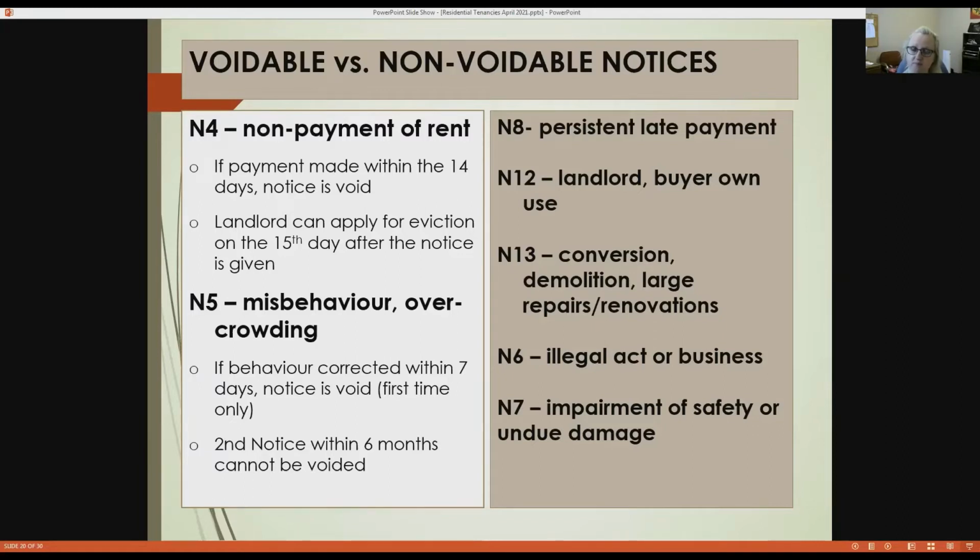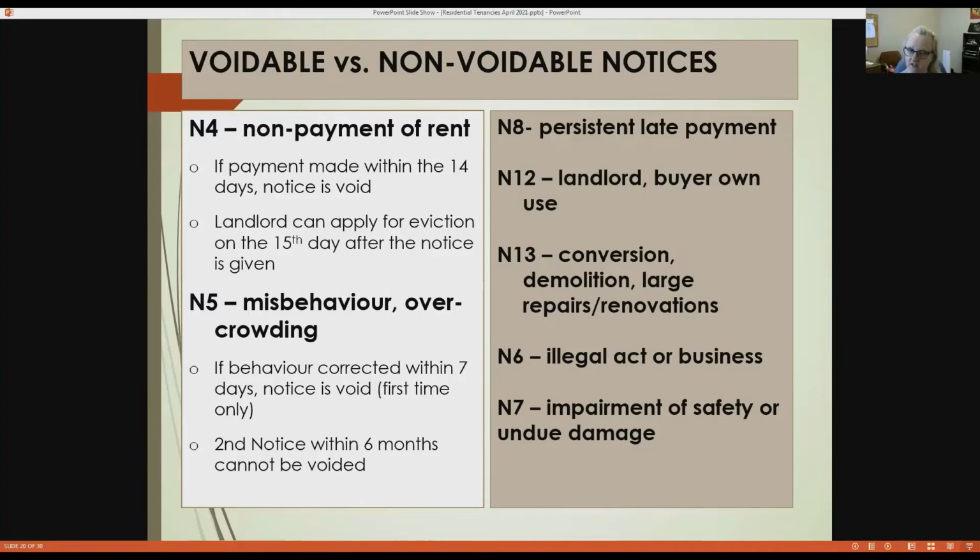even if you remedy it within the 7 days, but within the 6 months, there's another incident, it doesn't have to be the same incident, doesn't have to be music again. It could be you got in a fight with your neighbor. That would be a second notice your landlord would give you, and that cannot be voided. The landlord would then be able to proceed straight to the board to apply for eviction.